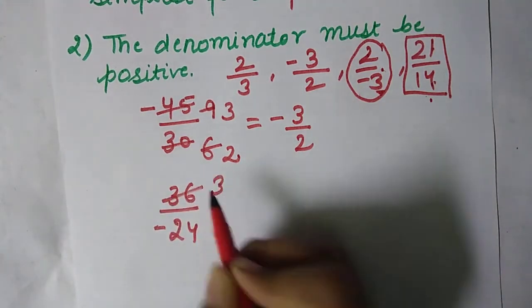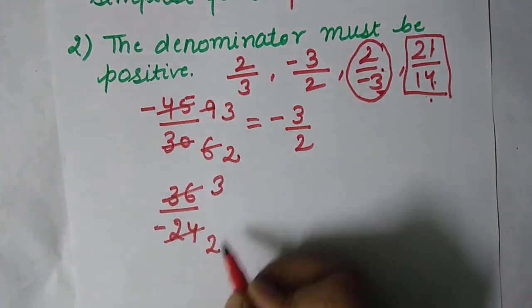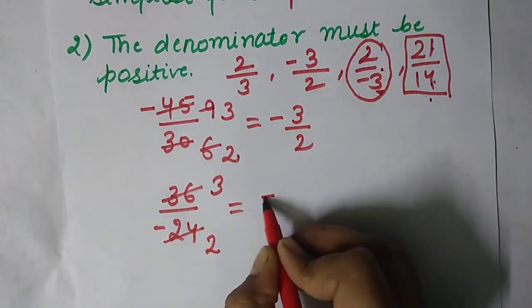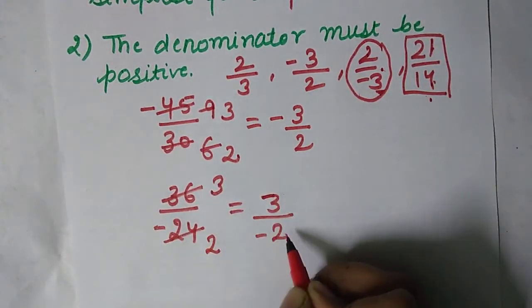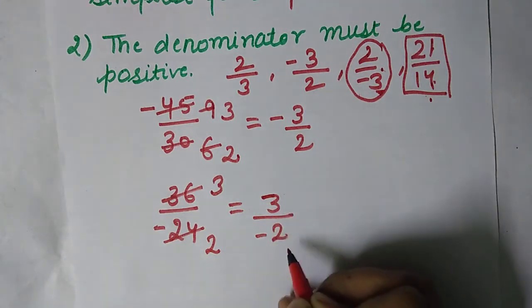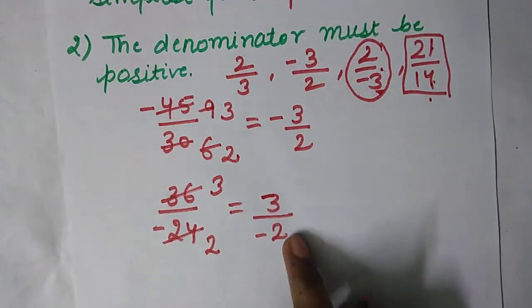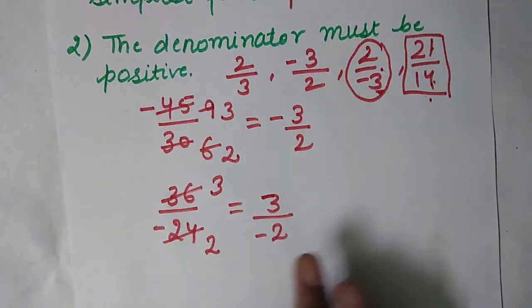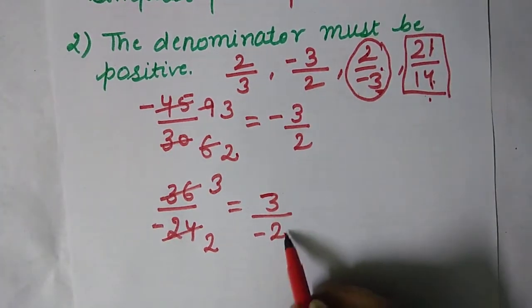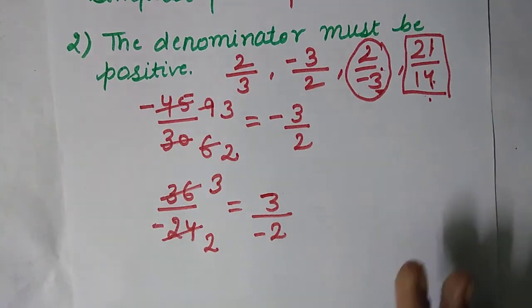12 3s are 36 and 12 2s are 24. So the number is now 3 over minus 2. The first condition is satisfied, the number is in simplest form now. They will not get cancelled. Okay. Now I have to remove the negative from the denominator.